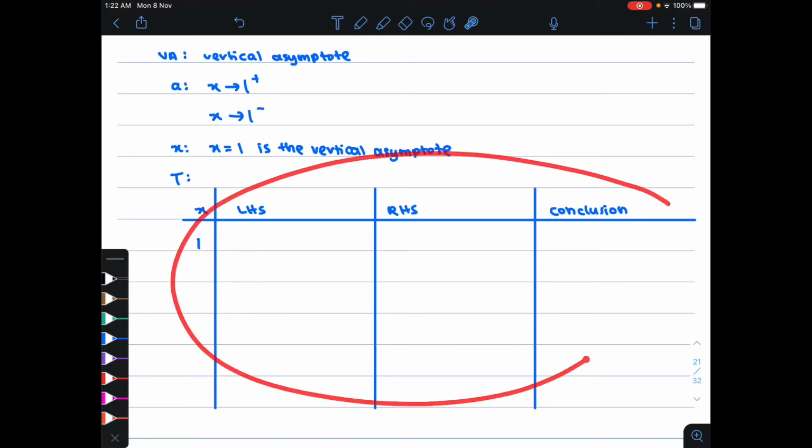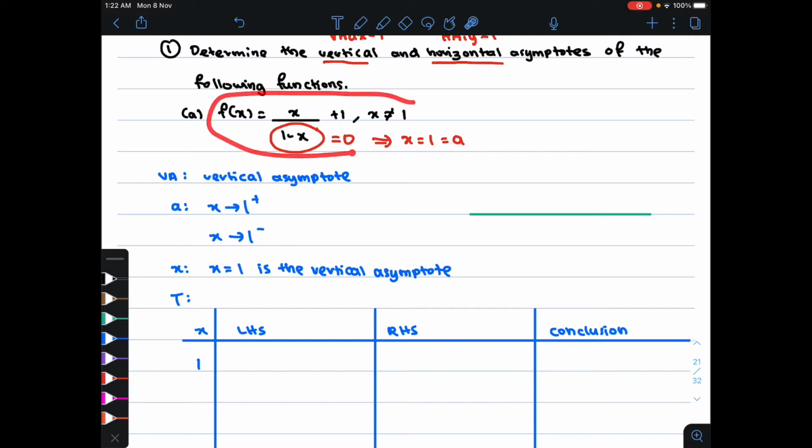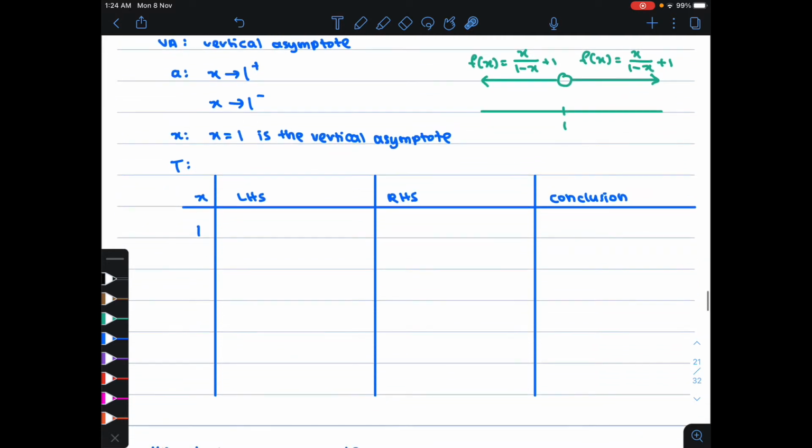Before we do this step, draw your number line for this function. That's your x-axis. For this function f(x), x must not equal 1. So this means that at x equal to 1, there is no f(x). Therefore, we're going to put an empty circle. So this function f(x) is for all values of x except x equal to 1. So f(x) only exists in this area and this area only. There is no f(x) when x equal to 1. Now let's do our table.